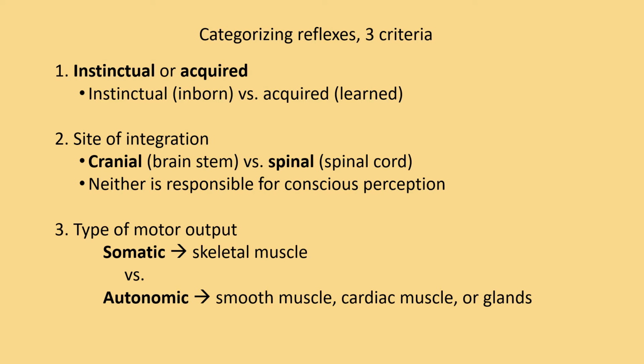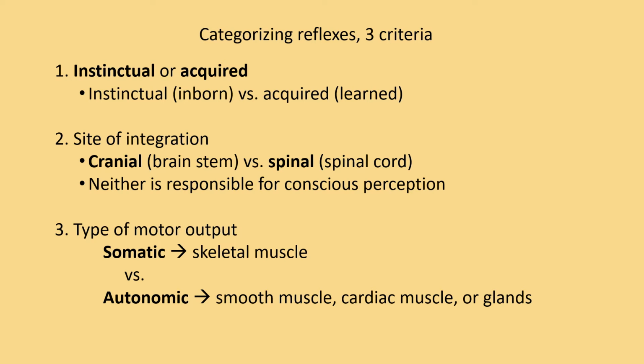So there are many, many different reflexes, and as humans, we build boxes in order to understand complex things. We create categories, we give things labels. We develop criteria for identifying or classifying. And so reflexes are categorized according to 3 different criteria.